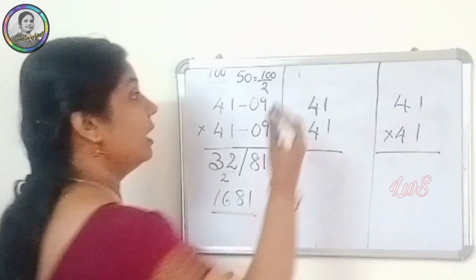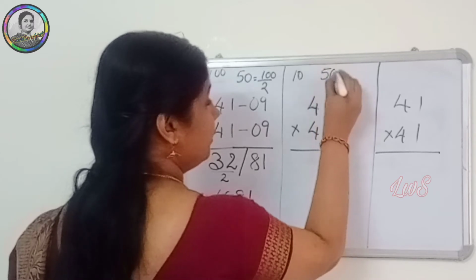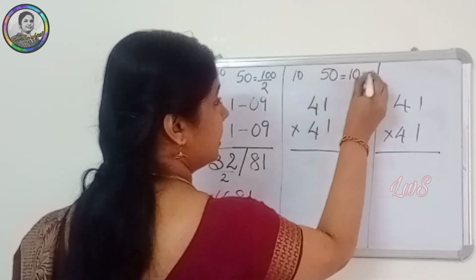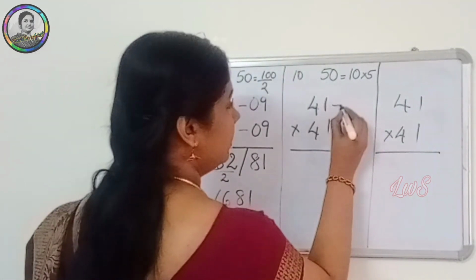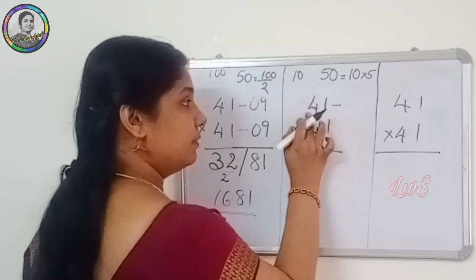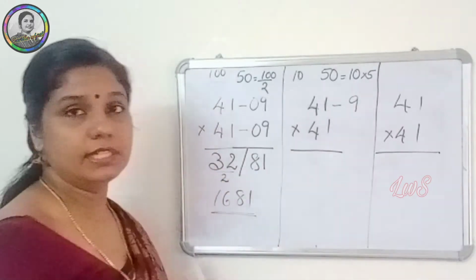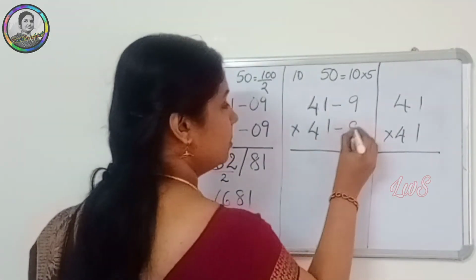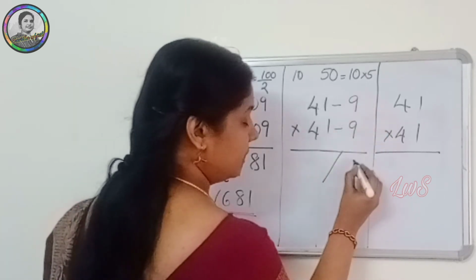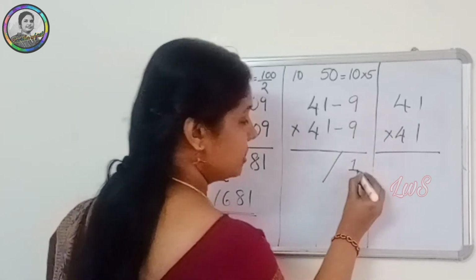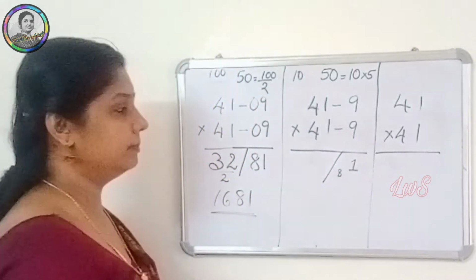In the second method, I am taking the base as 10 and the working base as 50, which is equal to 10 times 5. Here 50 minus 41 is 9, but since the base is 10, we only have 1 digit there. Here also 9. 9 times 9 is 81. I have only 1 place here, so I write 1 and 8 is carried over to the next place.